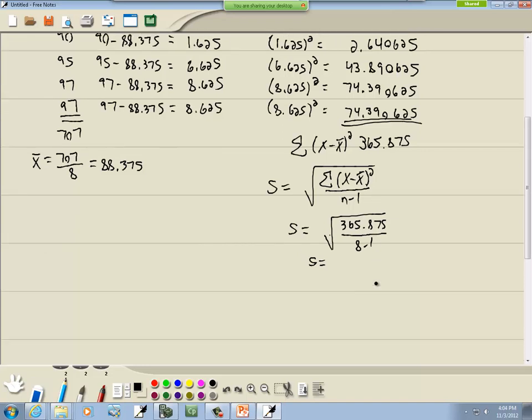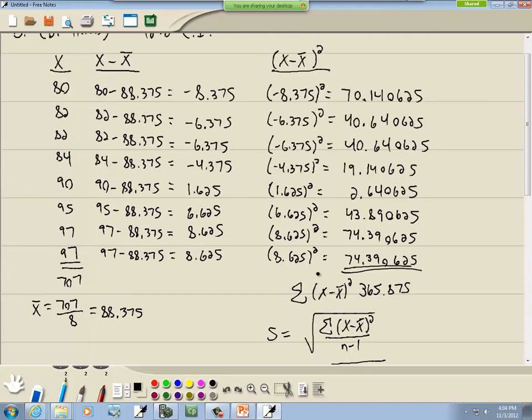And I don't want to round this at all. So 365.875 divided by 7 is 7.229651246. Now I'm going to cheat a little bit here. I'm going to look at my calculator and find the standard deviation and see if I got at least that part right, because if I got an error, I'm going to go ahead and correct it before I go on.